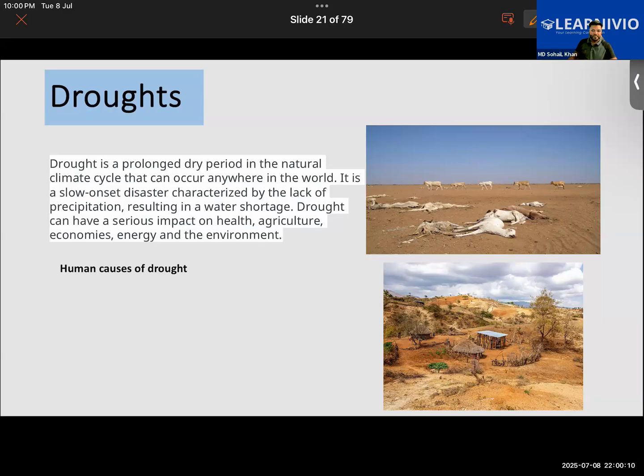So maybe rain. Maybe not much rain is happening in that area. But that is a natural cause. I'm saying human causes. Sir, deforestation. Deforestation, good, and overgrazing by the animals, right?